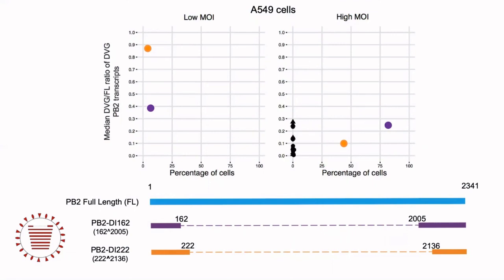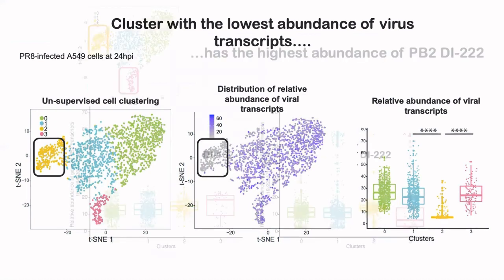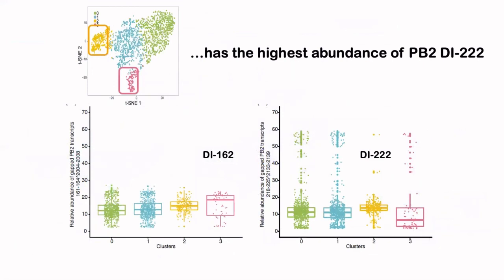And we had done this at high MOI, and we saw there was a high percentage of cells that had a 10 to 20% abundance of these DVGs. And we had also done this experiment at low multiplicity of infection, and we saw that in those cells, there were very few cells infected, but they had mostly a lot of these DVGs, these 2 types of DVGs. So when we go back to our cluster and we look specifically at the cluster that has low viral transcripts, it's basically right here, you have low viral transcripts in this cluster. It actually corresponds to the cluster that has the highest abundance of one of these particular DIs.